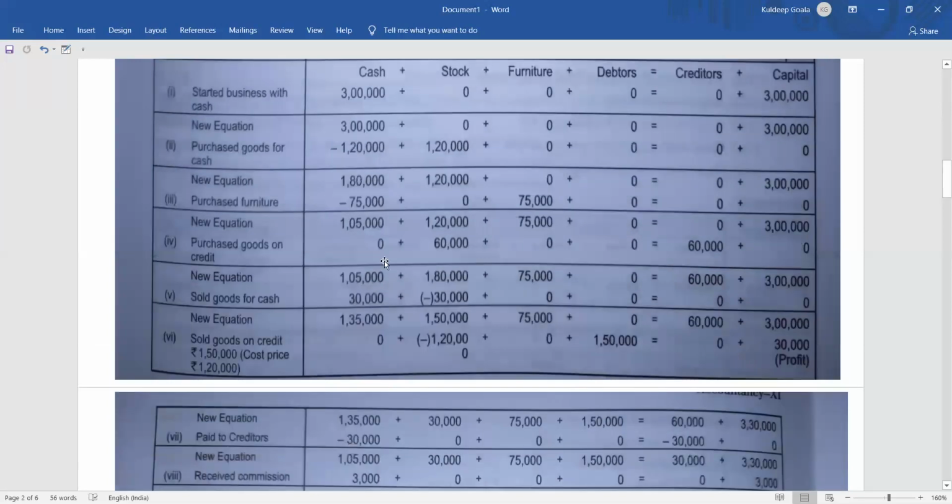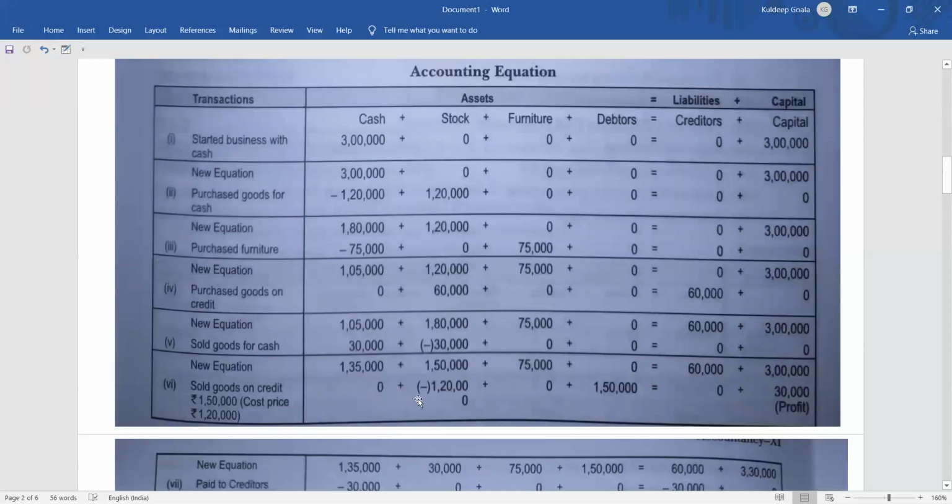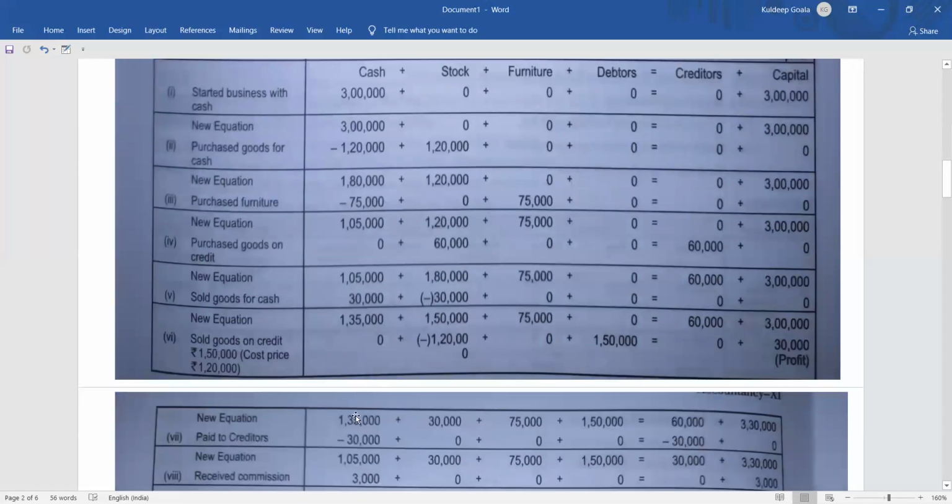So you can see here, sold goods on credit 1,50,000, cost was 1,20,000. So that is why in the cash there is no change because it is on credit. In stock there is a change of 1,20,000, right? 1,20,000 decreased. And furniture no change. Debtor 1,50,000 will be there. Creditor also no change, and the profit of 30,000 will be added in the capital. So the new equation will be like this. Cash 1,35,000, no change. Stock now it has decreased to 30,000. Furniture it is 75,000. Debtor it is 1,50,000. Creditor it is 60,000, and capital it is 3,30,000.